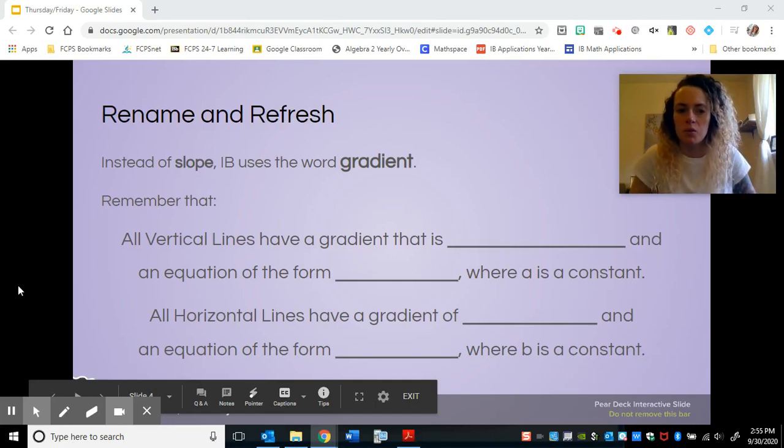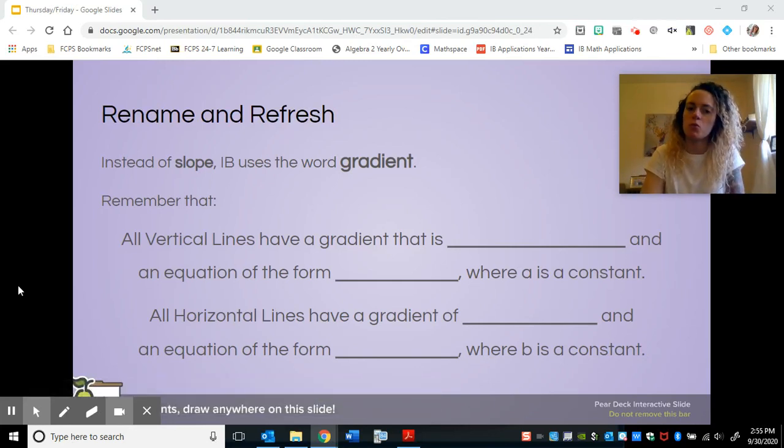What's up, everyone? So we're going to go through some different forms of equations of lines. First and foremost, just be aware that instead of using the word slope, IB uses the word gradient. They mean the same thing, but they choose to use the word gradient instead.